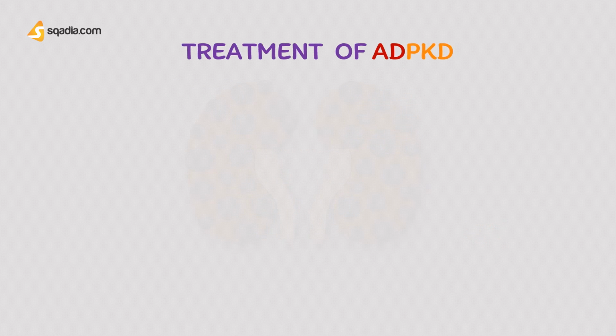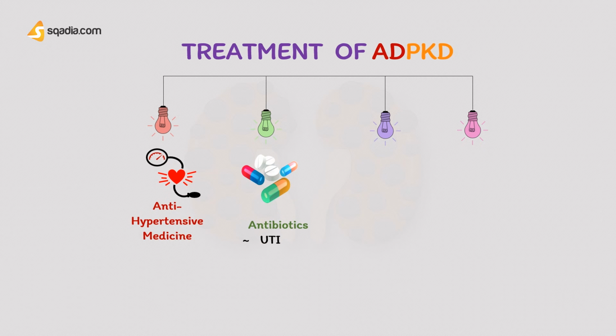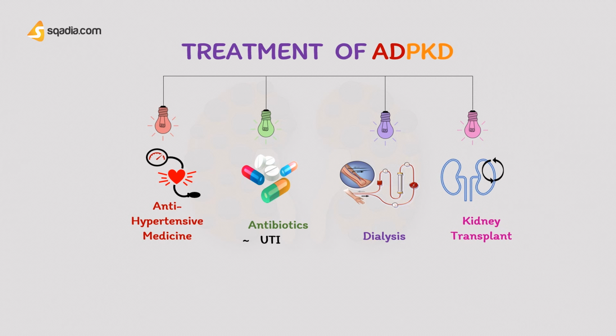Now just hang on a little more to learn about the treatment for ADPKD. Well, there is no permanent cure for ADPKD, but there are ways to tackle symptoms. Antihypertensive medicines are prescribed to control the high blood pressure. There are antibiotics which are used to resolve the urinary tract infections. Patient can also go for dialysis, which is mimicry of kidney function. The last resort is kidney transplantation.